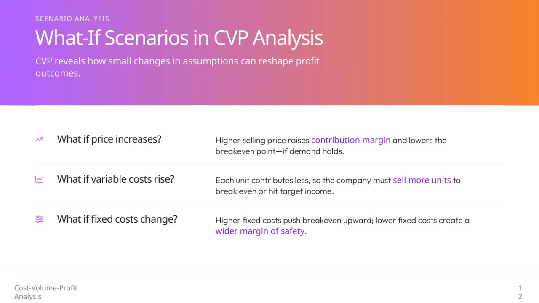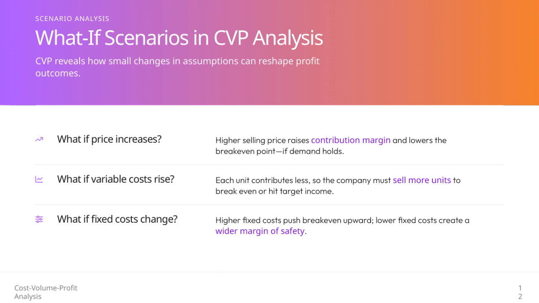Let's talk about scenario analysis within cost-volume profit, or CVP, analysis. This approach helps us understand how small changes in key assumptions can significantly impact profit results. For example, if the selling price increases, the contribution margin per unit goes up. This means we can break even with fewer sales, assuming demand stays steady. On the other hand, if variable costs rise, each unit contributes less to covering fixed costs, so we need to sell more units just to break even or reach our income targets.